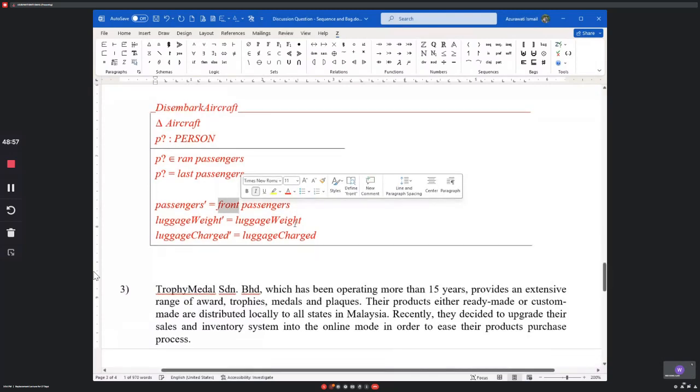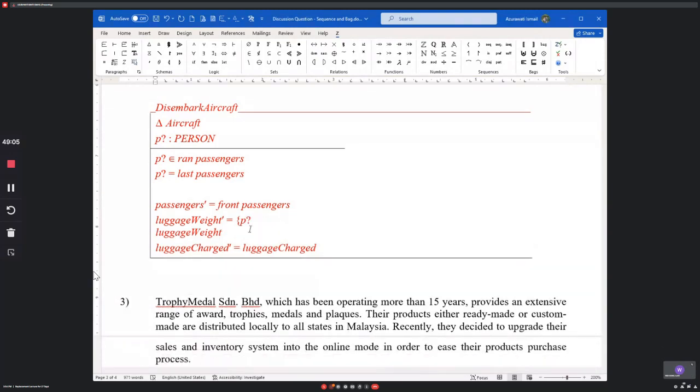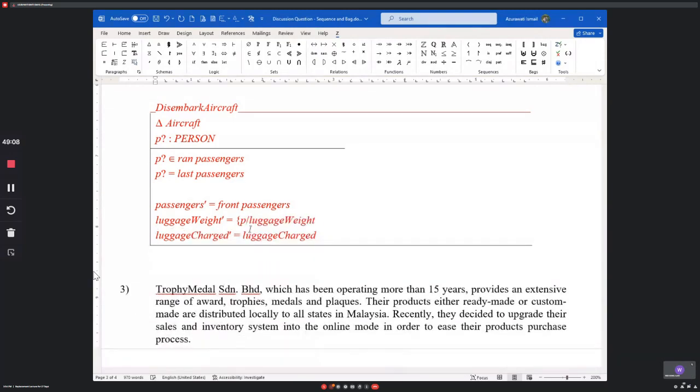For luggage, because we have only one input, domain, you can use domain anti-restriction like this. Same thing for the luggage charge also. So that is actually how you update your database.